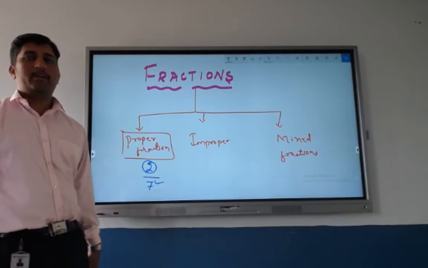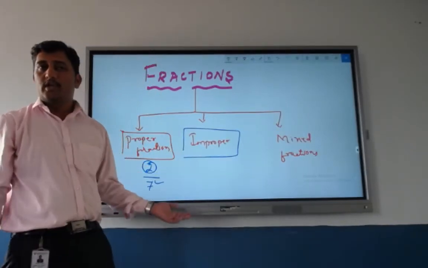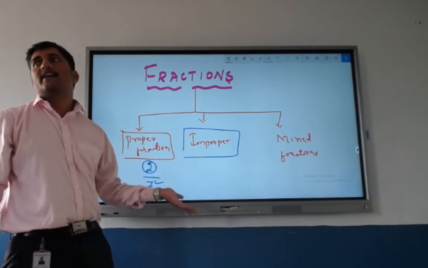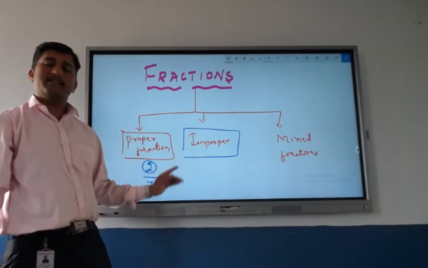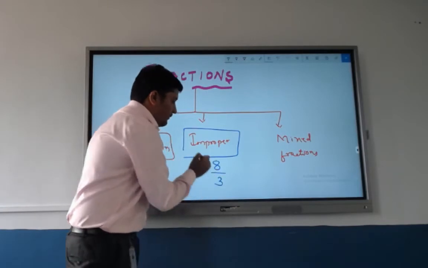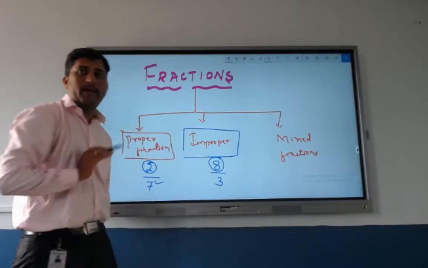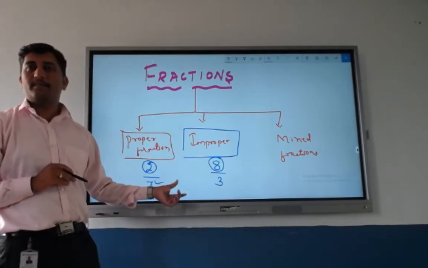Come to the second one, improper. What does this type of fraction mean? In this fraction, the numerator is greater than the denominator. Take one example, 8 by 3. See here, the numerator is greater than the denominator. So this is the second type of fraction.